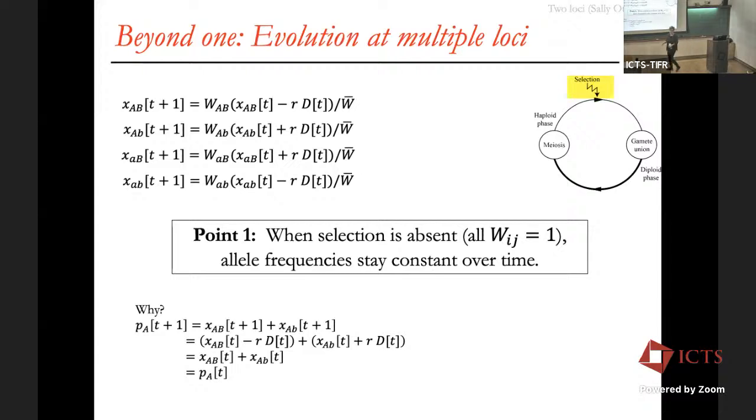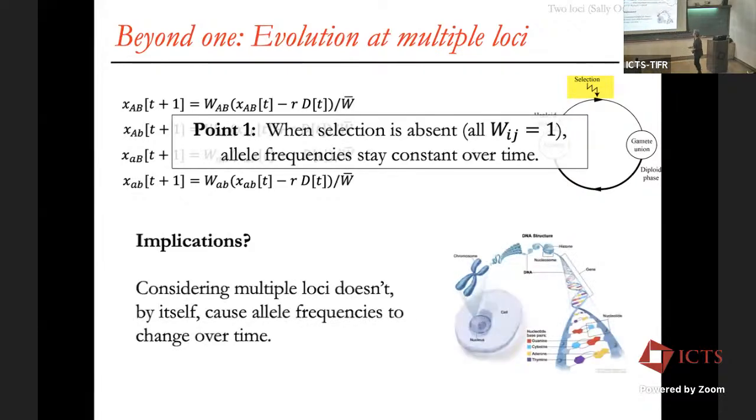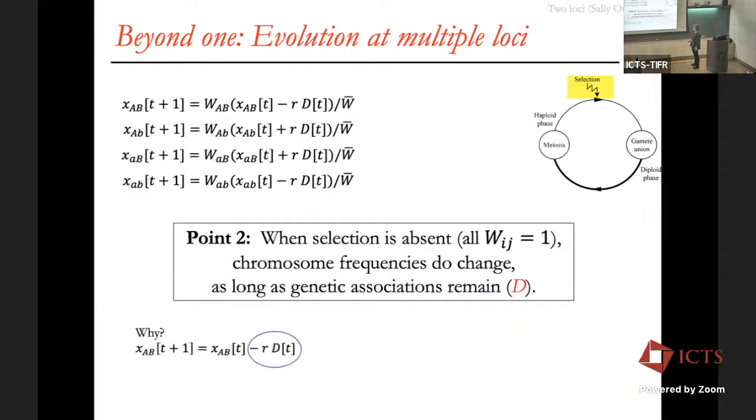But I think what you're saying is, what about the associations between big A and big B? So in the next slide, we talked about that. Oh, well, first, implications. Considering multiple loci doesn't in and of itself cause allele frequencies to change over time, as long as fitnesses are equal. But now I think this is what you were going to get to. Just because the allele frequencies don't change doesn't mean the chromosome frequencies don't change. And indeed, they do change.